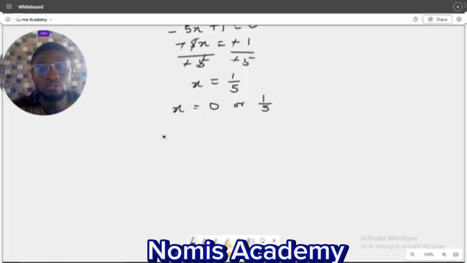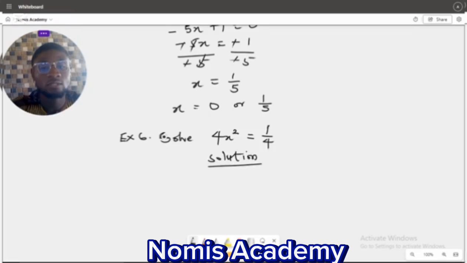Good. Example 6. This question says we should solve 4x squared is equal to 1 over 4. Now, what am I going to do? Solution.